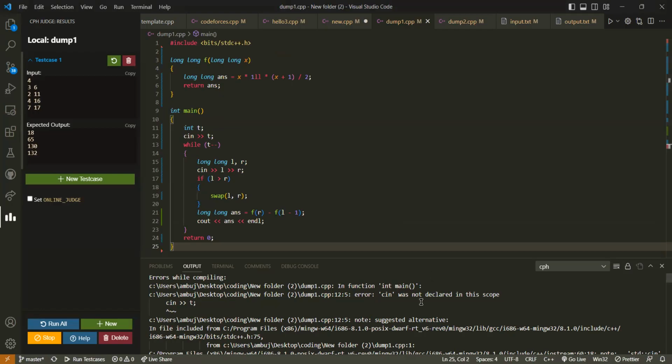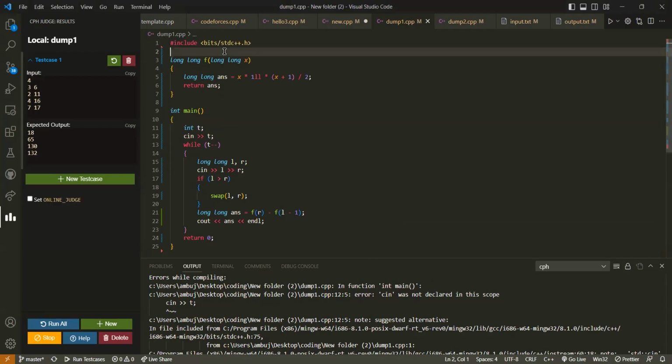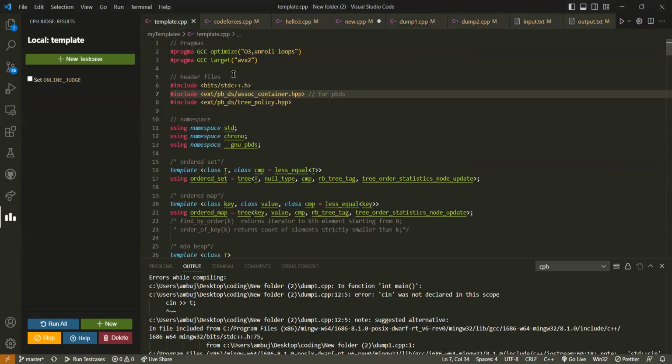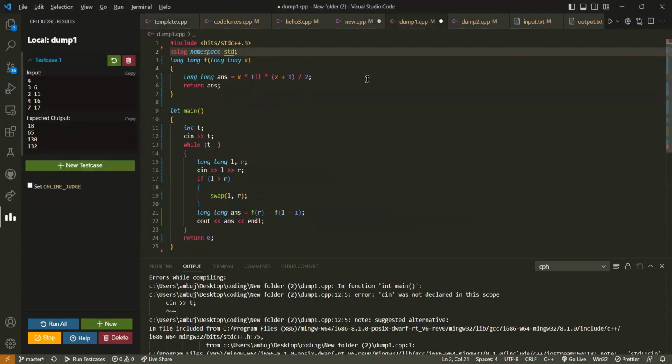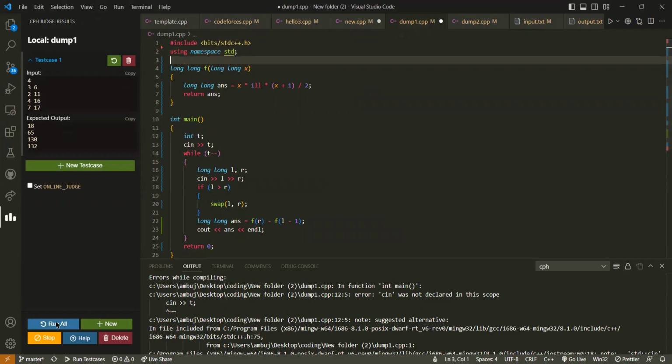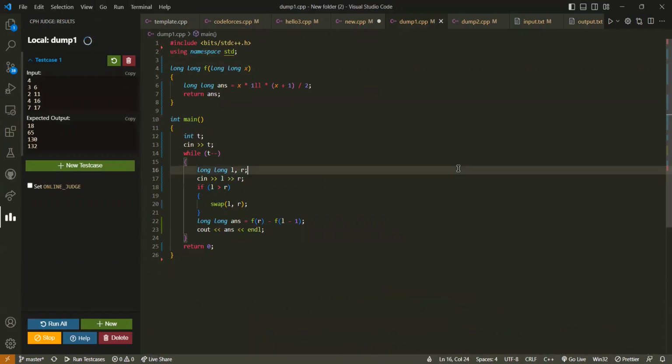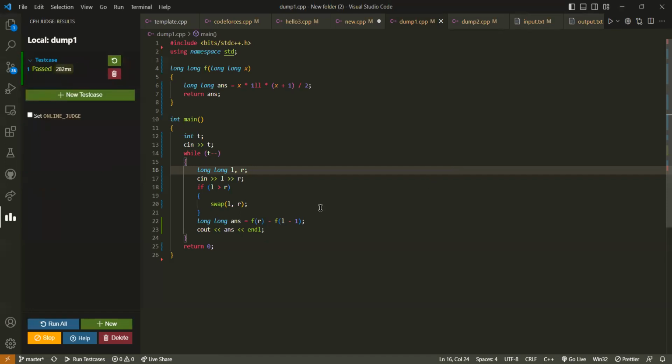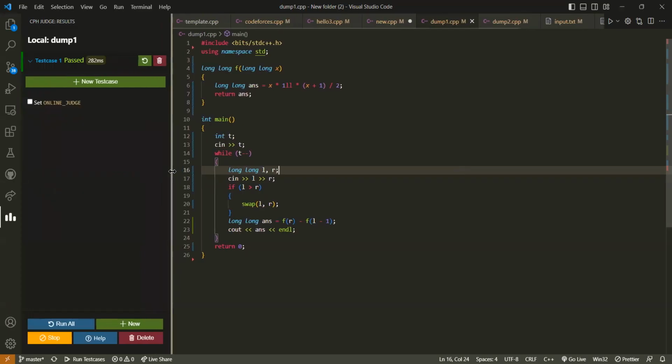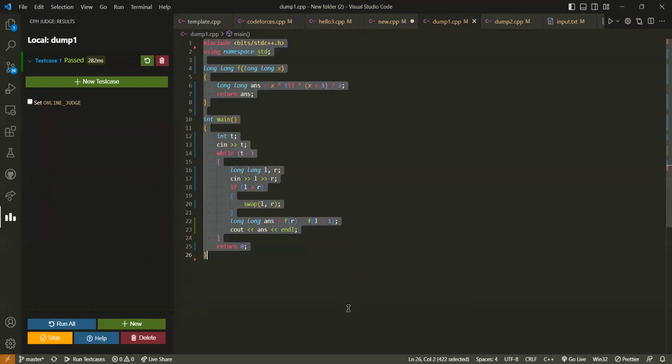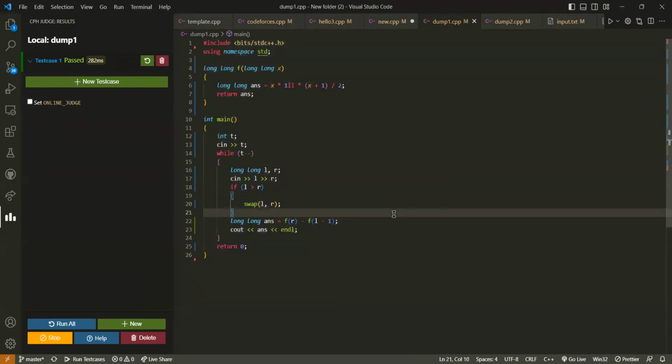Yes, sir, I have solved this question using the formula to find the sum of the first n natural numbers, and I got accepted. But I have a doubt: the constraints were 10 to the power 9, so how did it not give me TLE and get accepted? Sorry, can you repeat what you said? I think it was not clear.